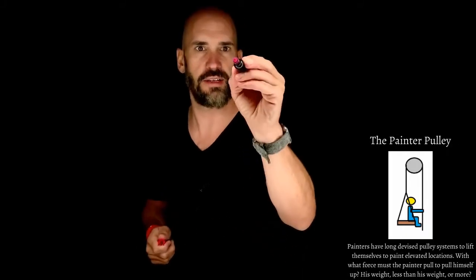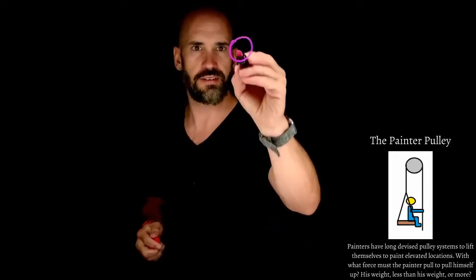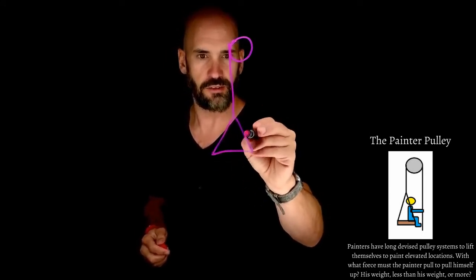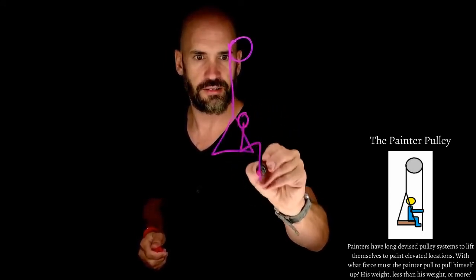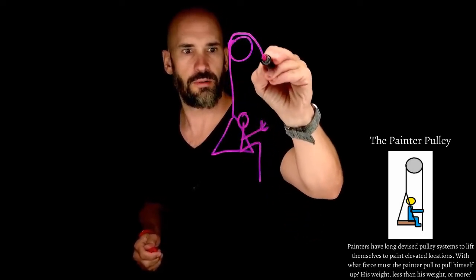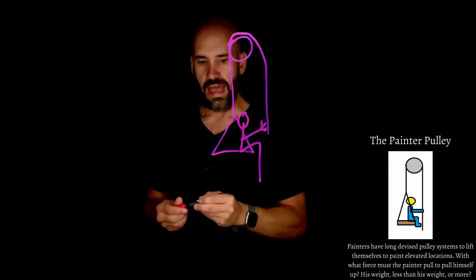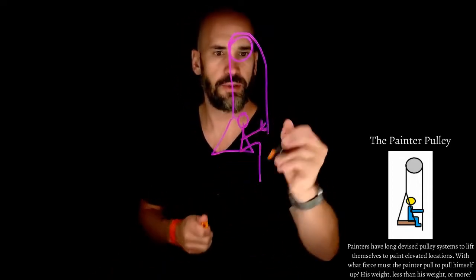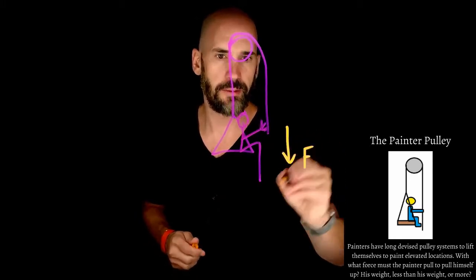And this is a little trick that painters have learned to devise, especially back in the older days, where you had a painter on a little platform that he made. And there he is, and there's his little hand, and he's got this rope that he's holding onto. So he's applying some force on this rope downwards.